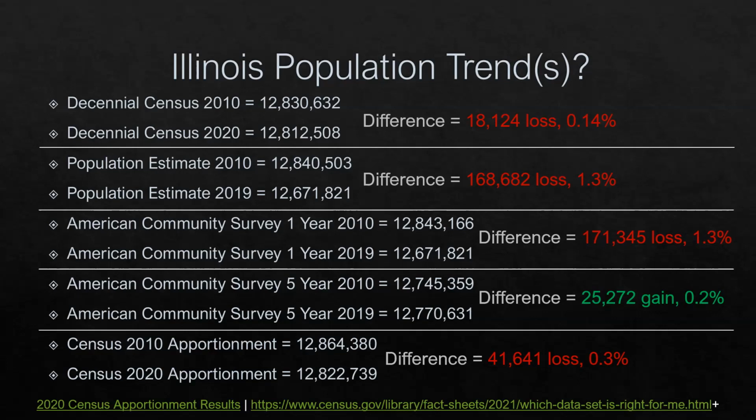And then if you look at the apportionment numbers, which just came out with the Census 2020, we got a 41,000 loss. Now the apportionment is what is used to determine the redistricting, basically. And it includes folks who live in the United States but are stationed outside. So the military, for example, would be included in those numbers, which is why it's a little bit higher than the 2020 decennial census figure. But how do you reconcile this? Because every single one of these numbers can be cited in a report, and they're all correct.